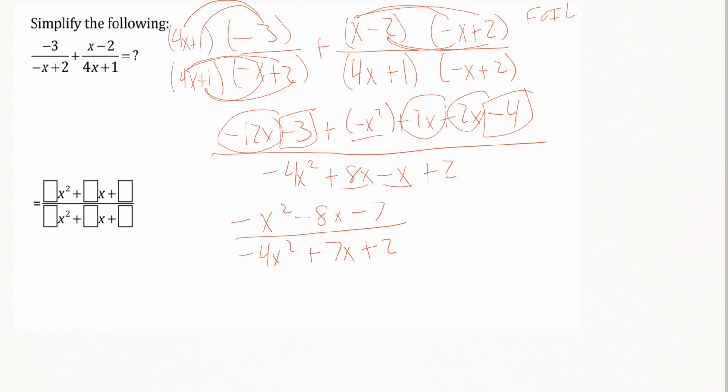So when you enter these in, a negative x squared, you would want to enter as negative 1 when you put that into the answers. And then we would have a negative 8, a negative 7, a negative 4, a 7, and a 2. And there's your answer.